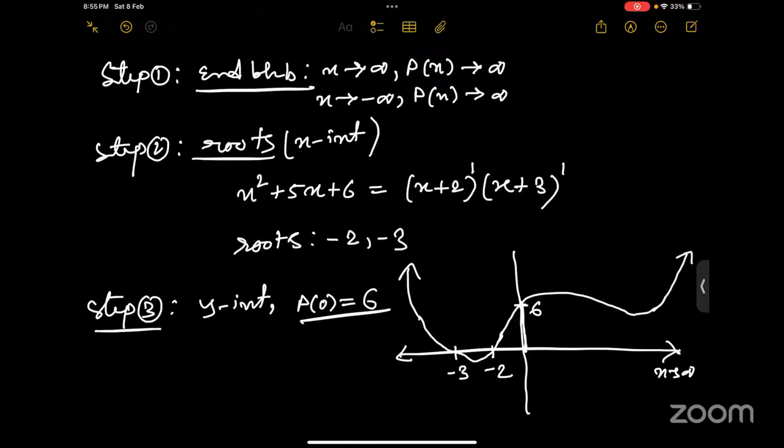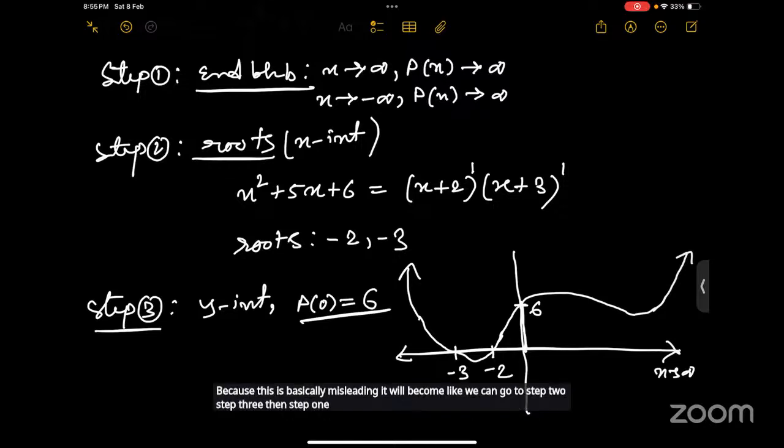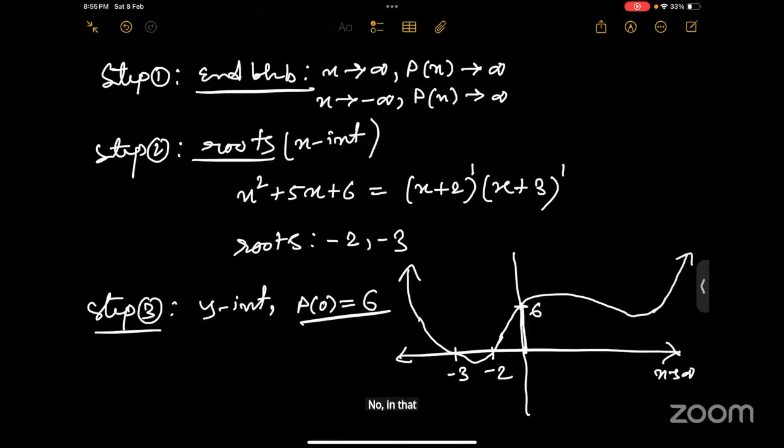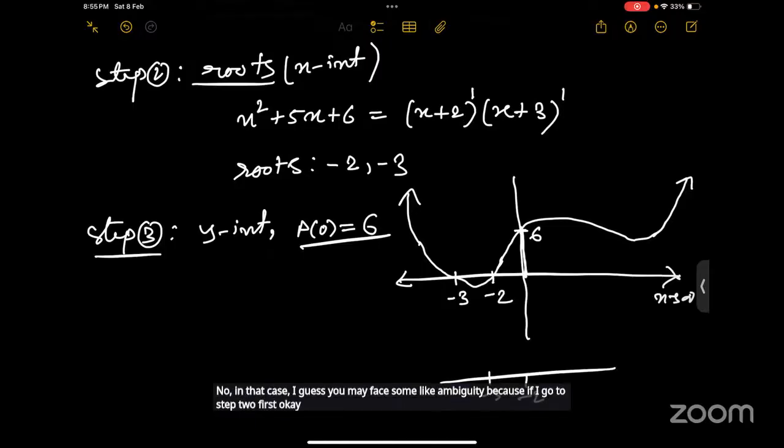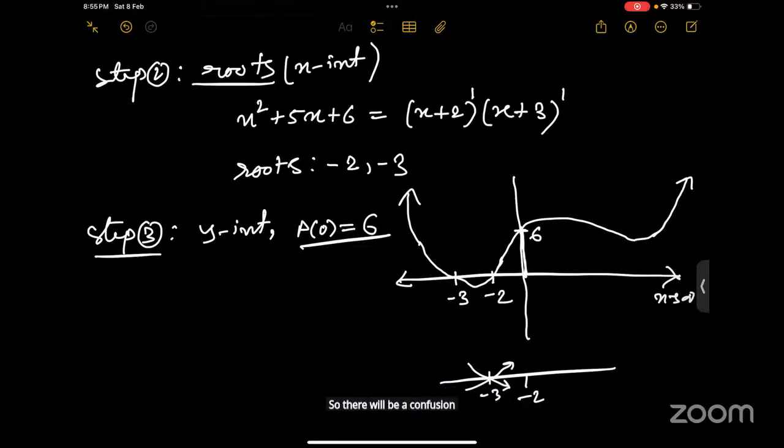Yes, madam. Madam, but instead of drawing the end behavior first, because this is basically misleading, we can go to step 2, step 3, then step 1, no? No. In that case, I guess you may face some ambiguity, because if I go to step 2 first, we don't know whether it will go from this to this or this to this, right? So there will be a confusion in that case.